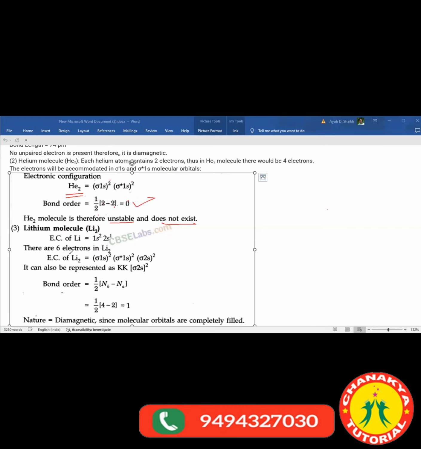Now for the lithium molecule, what would its electronic configuration be? Just give me a while. Just give me a while, okay?